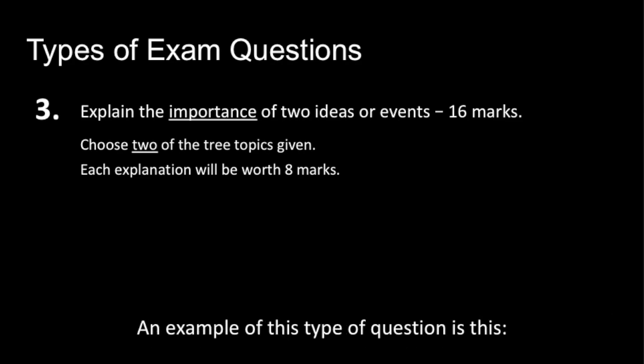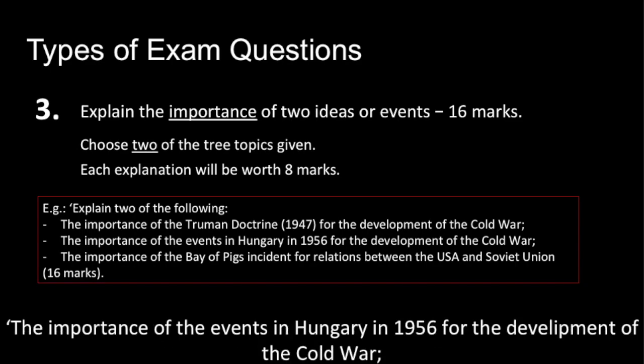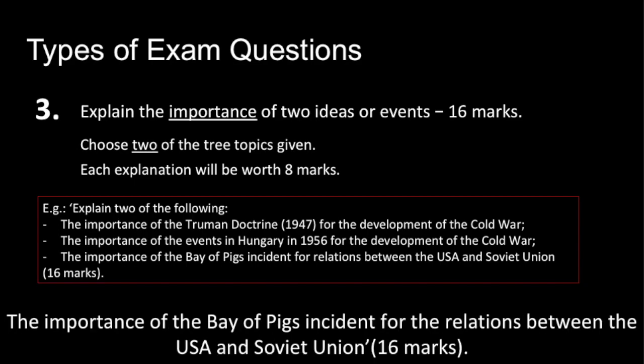An example of this type of question is this. Explain 2 of the following. The importance of the Truman Doctrine, 1947, for the development of the Cold War. The importance of the events in Hungary in 1956 for the development of the Cold War. The importance of the Bay of Pigs incident for relations between the USA and Soviet Union. 16 marks.